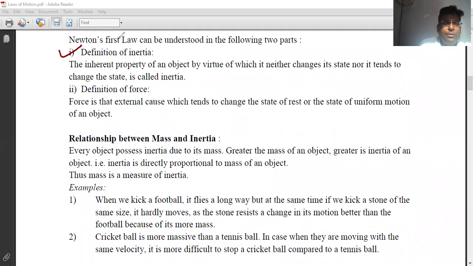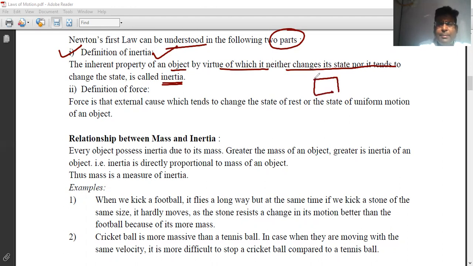Now the next topic is that Newton's first law can be understood in the following two parts. Newton's first law of motion is also called inertia, right? Inertia means an inherent property in an object by virtue of which it neither changes its state nor tends to change the state. It's called inertia. Suppose a book is lying here, it will remain at its position unless an external force is applied on it. That is also called inertia.